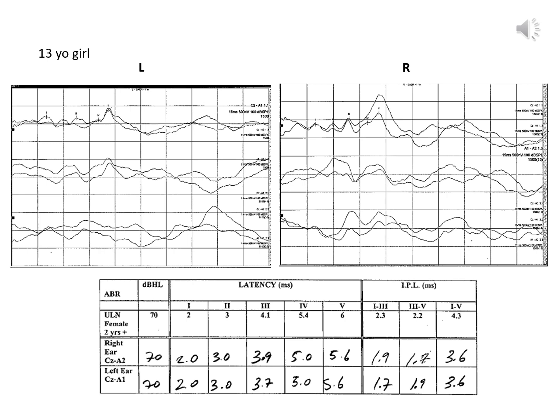And so in this case, although the latencies, which we see at the bottom, are all within the upper limits of normal, the presence of this 1-5 amplitude differential would suggest a sensory neural hearing deficit for this patient.